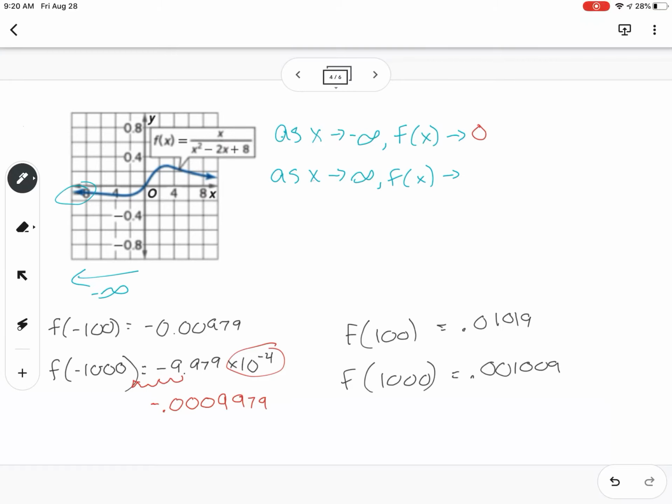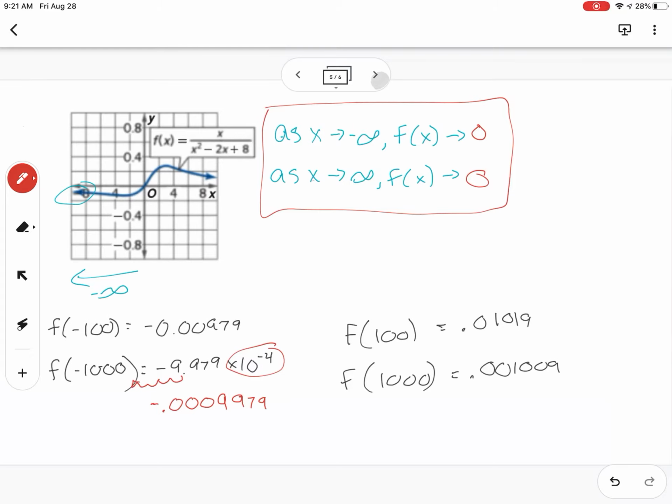Again, our numbers are just getting very, very small, so they are approaching 0 as well. This is the final answer. You always have to write this entire thing. If you just tell me the answer is 0 and 0, that is not the correct way to write end behavior. You have to write the entire thing out. So as x approaches negative infinity, the function approaches 0. As x approaches infinity, the function approaches 0. So that entire thing there.